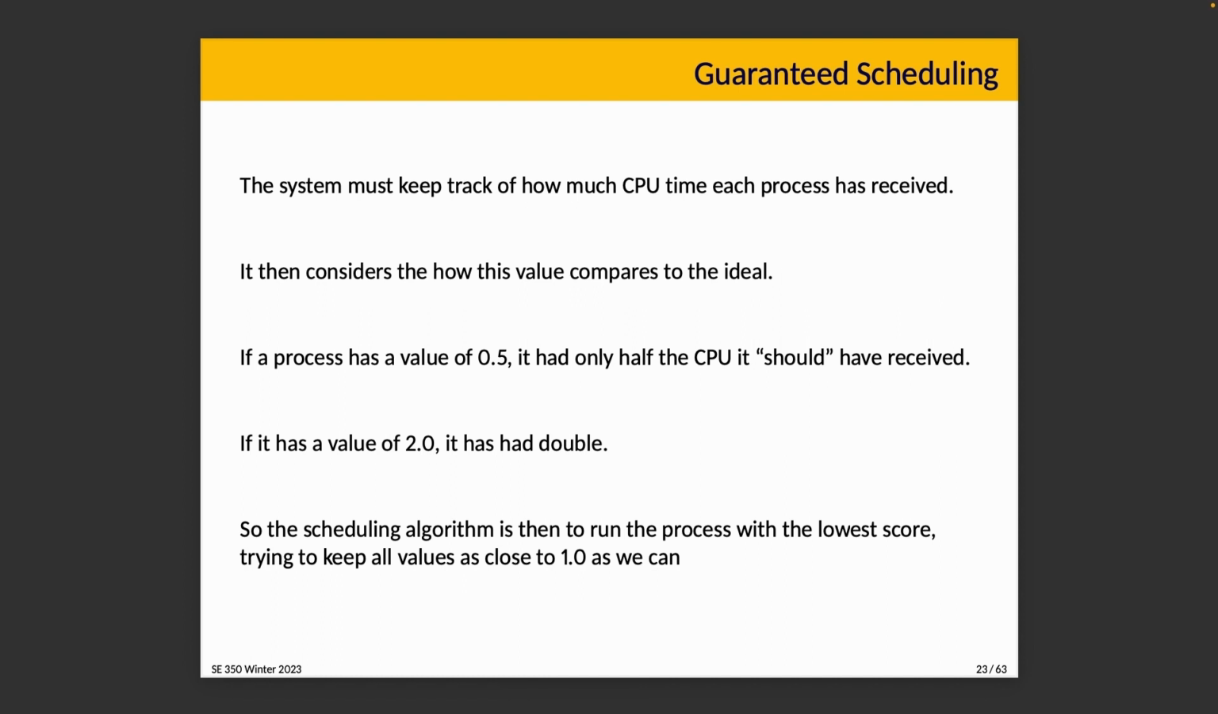Alternatively, if a process has CPU time of double, 2.0, it's an indication that it's received more CPU time than would be fair, so it should have a low priority, meaning that other processes get to run instead. All right, and the slide uses the word "should," but "should" is put in quotation marks. And the scheduling algorithm is to run the process with the lowest score, trying as best we can to keep every process close to 1.0.